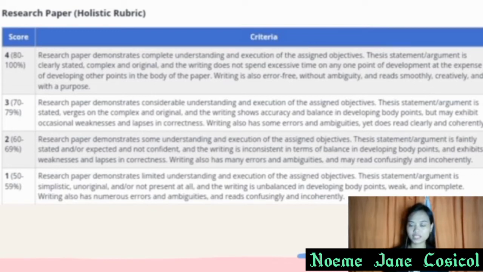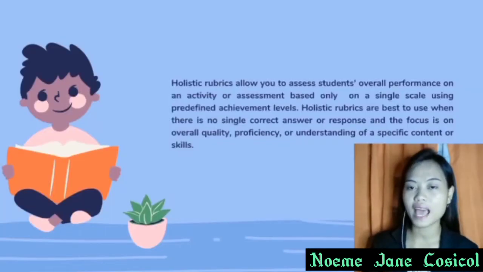The rater matches an entire piece of a student's work to a single description on the scale. In short, holistic rubrics allow you to assess students' overall performance on an activity or assessment based on a single scale using predefined achievement levels. Holistic rubrics are best used when there are no correct answers or responses and the focus is overall quality, proficiency, or understanding of specific content or skills.